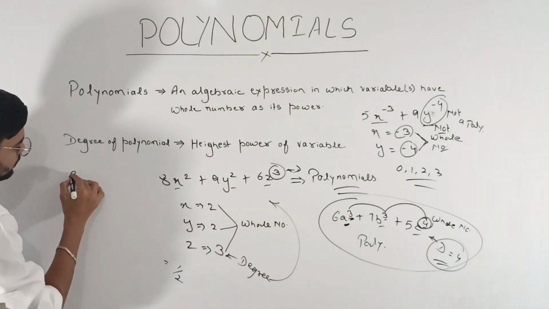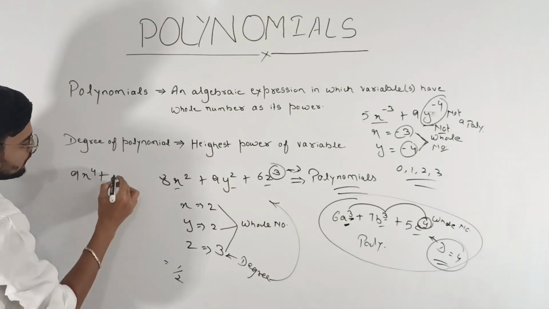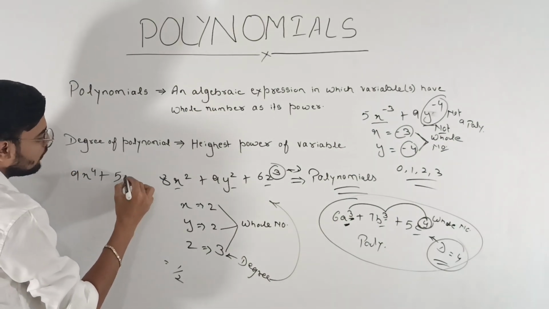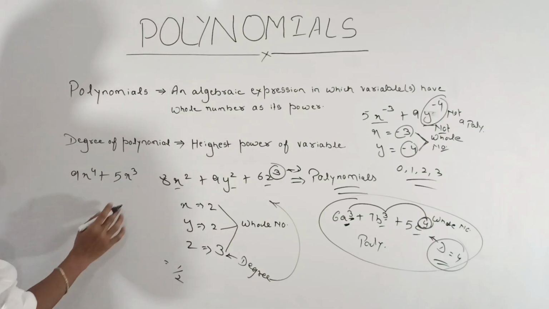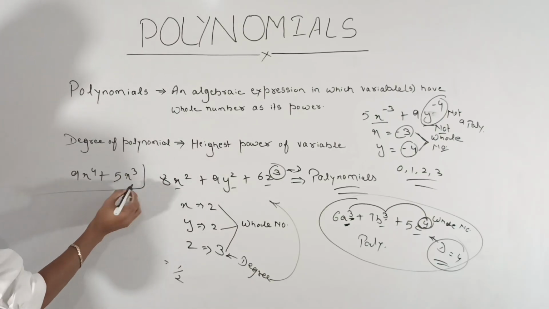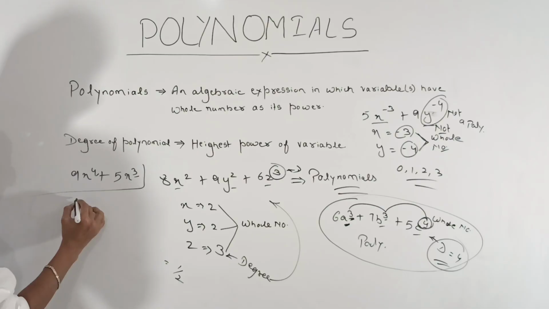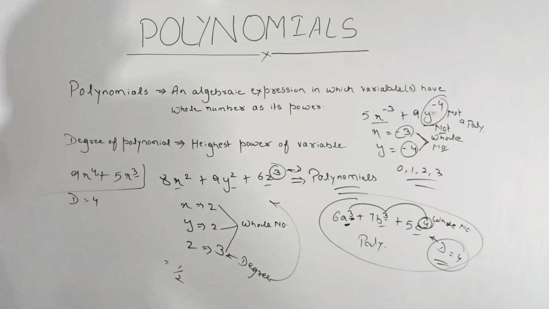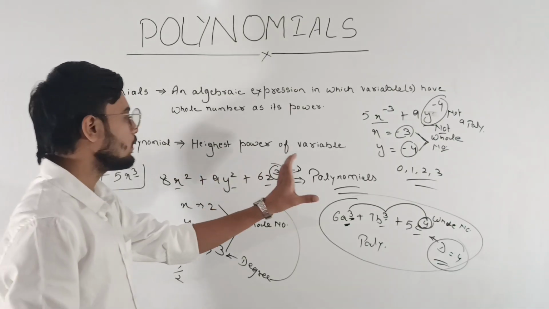Now you have the polynomial 9x to the power 4 plus 5x to the power 3. Now look, in this case, what is the degree? Look for the highest power. This is 3, this is 4. Highest is 4. Therefore, degree equals 4. Understood what is degree? Degree means the highest power of the variable.